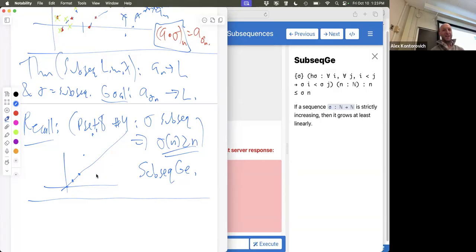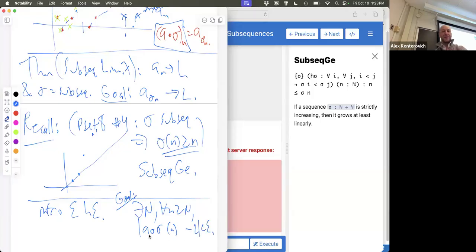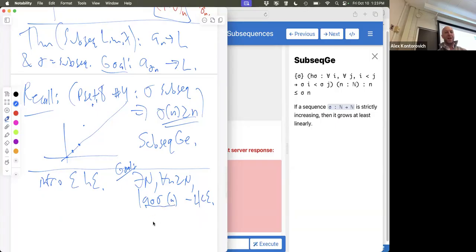Exactly right. Okay. So let's intro epsilon and h epsilon. So now our goal becomes: there exists an N, so that for all n at least N, a composed with sigma of n minus L is less than epsilon. The way you would write this in natural language is a sub sigma n. All right, that's our goal.